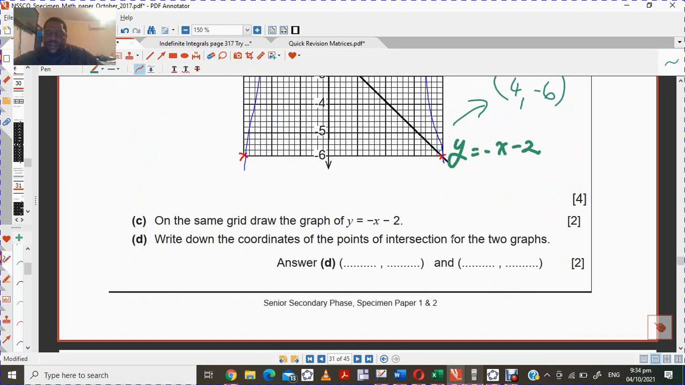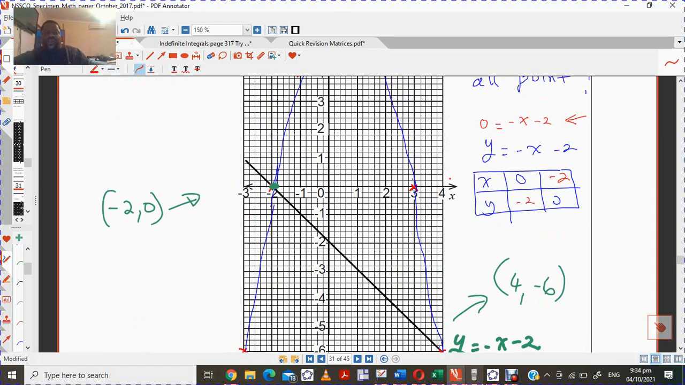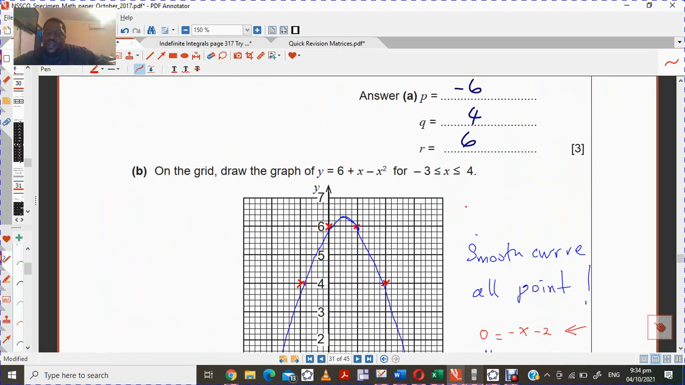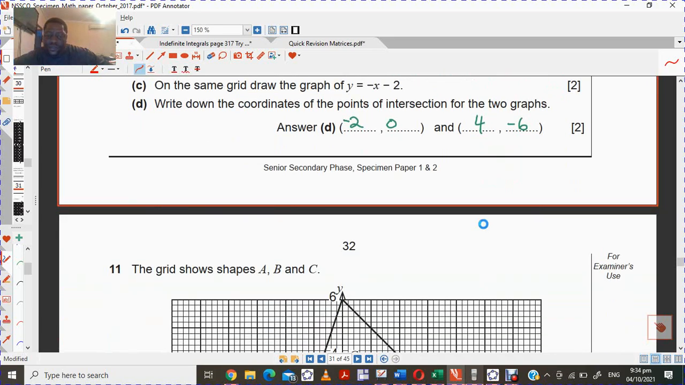And that is coming here. So one point will be negative 2 comma 0. The other one will be 4 comma negative 6. These are the points of intersection. I hope your diagram looks a bit better than mine in the exam, but that is the crux of the matter. That's how that particular question should be addressed.